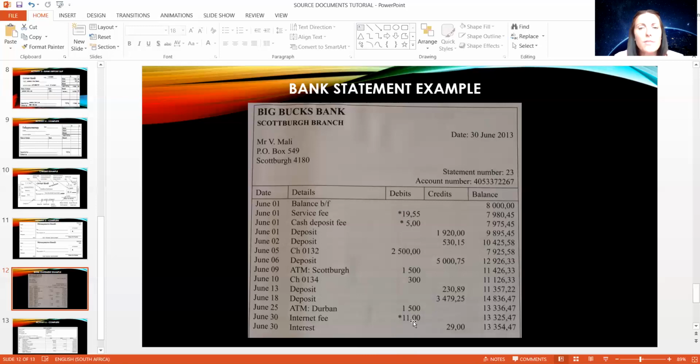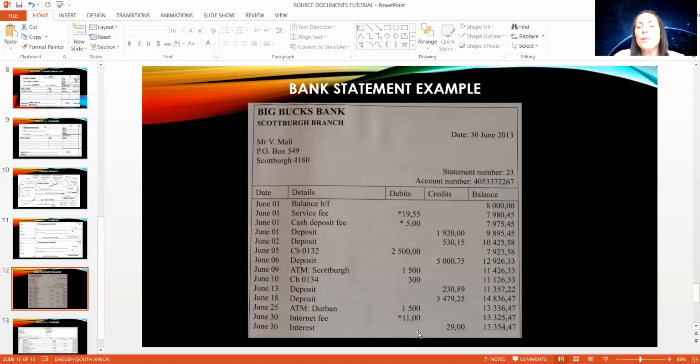So there's a service fee, a cash deposit fee. So obviously cash has been deposited into his bank account, and then for internet banking, they also charged him. And usually it says somewhere on the bank statement that VAT is included in those amounts. We all know that nowadays VAT is 15%.